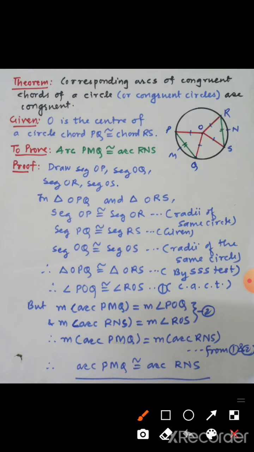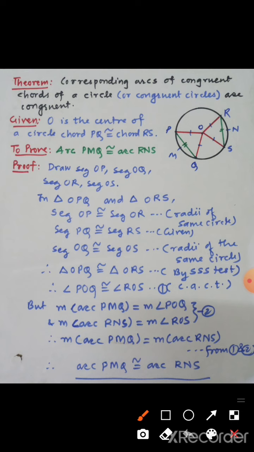To prove, we have to prove that arc PMQ is congruent to arc RNS. So let us prove it now. Draw segment OP, segment OQ, segment OS, segment OR. We have already drawn them in the figure, and after drawing segments we get triangles OPQ and ORS.